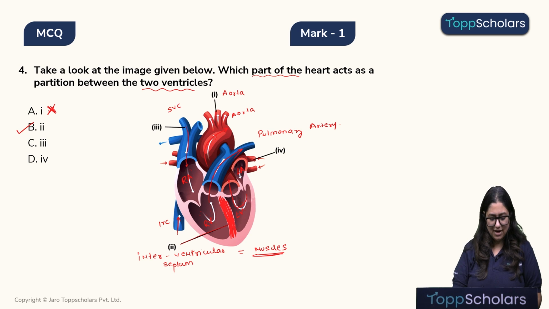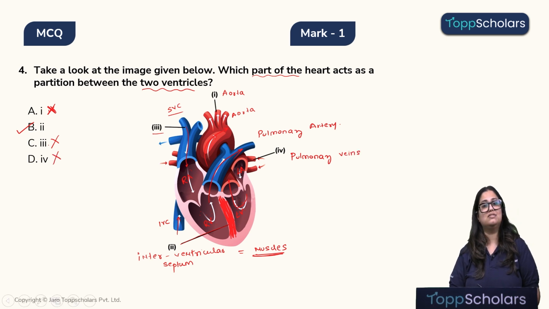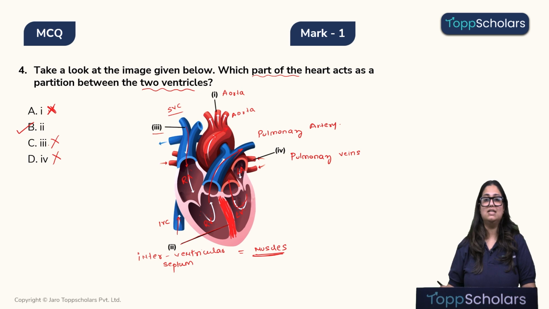However, let's quickly look at options C and D. Option C talks about this vein, which is the superior vena cava. Obviously, it is nowhere close to the ventricle. It opens in the right atrium. And option D is number 4. These are the pulmonary veins, which bring oxygenated blood into the left atrium. Again, it is nowhere close to the ventricles. Therefore, B is the correct answer.